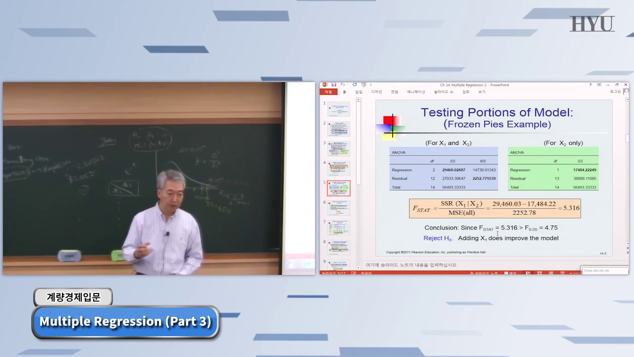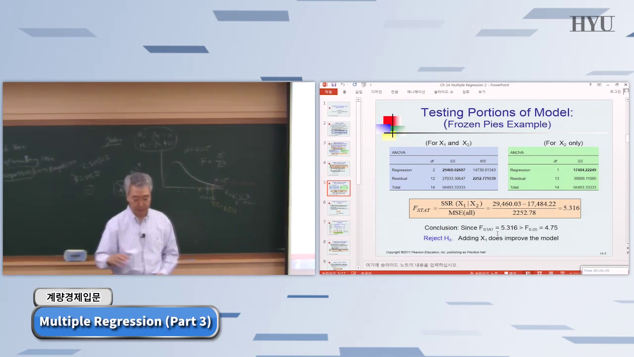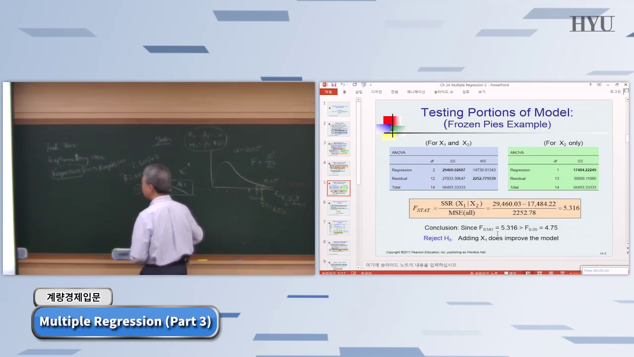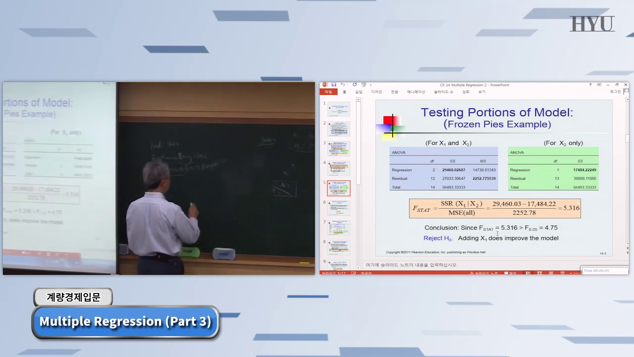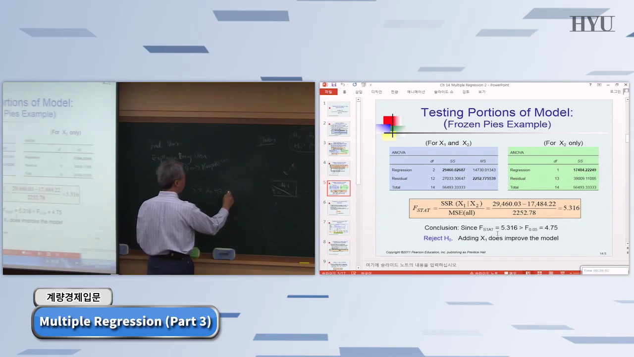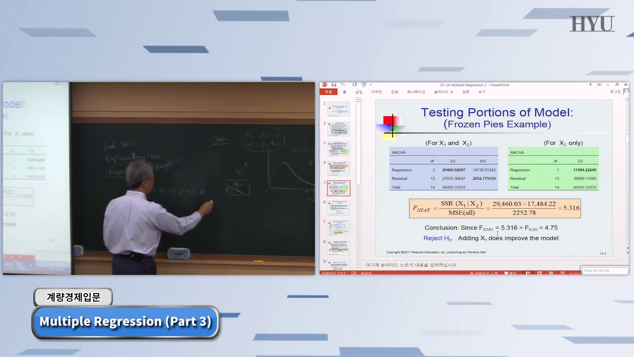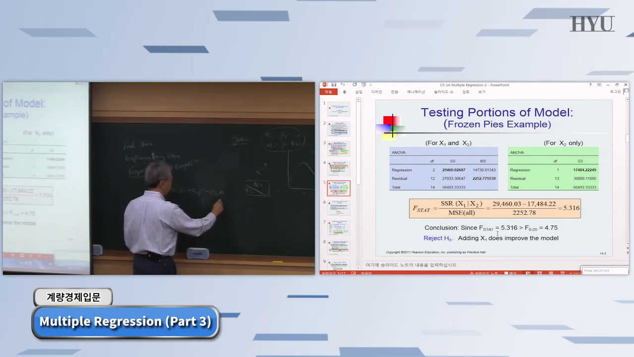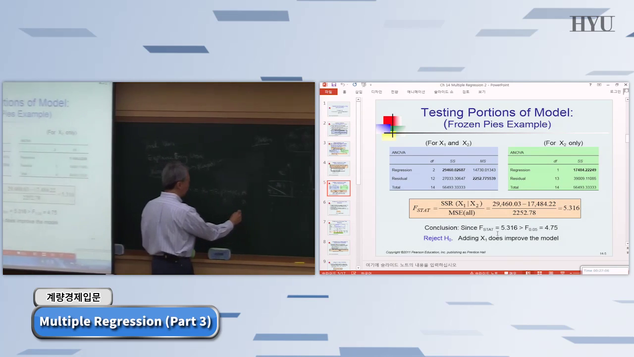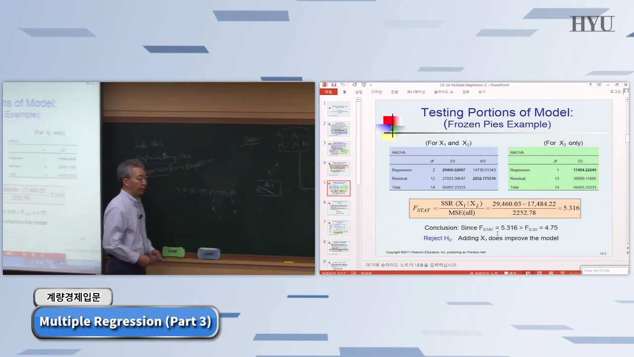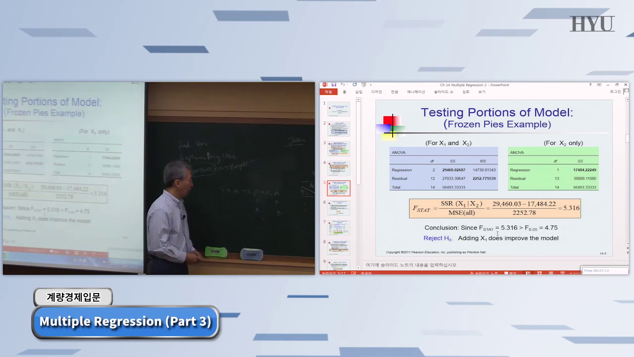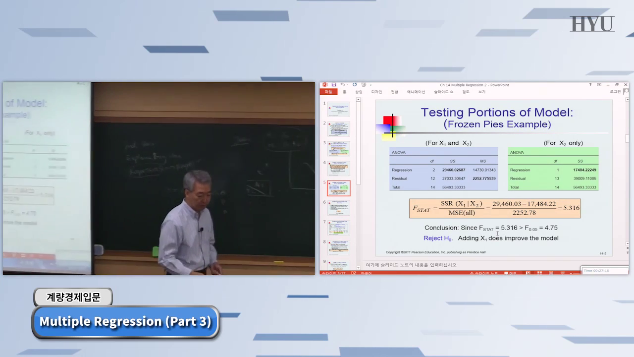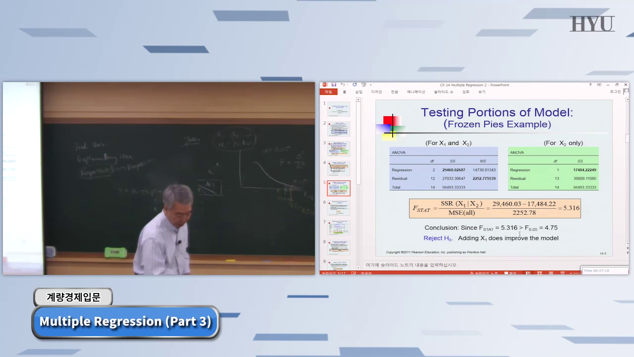So try to understand what's happening here. In this F test, we have pie sales as beta naught plus beta 1 price plus beta 2 advertisement. First time we ran the F test, we thought about including both independent variables versus including only advertisement and dropping the price variable, right?